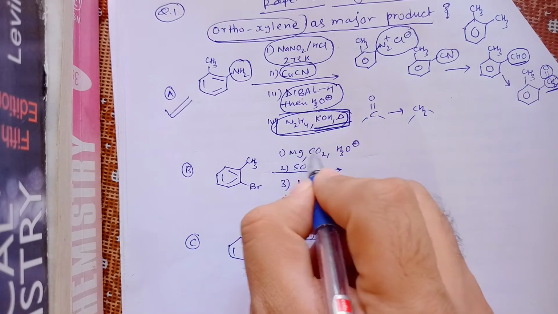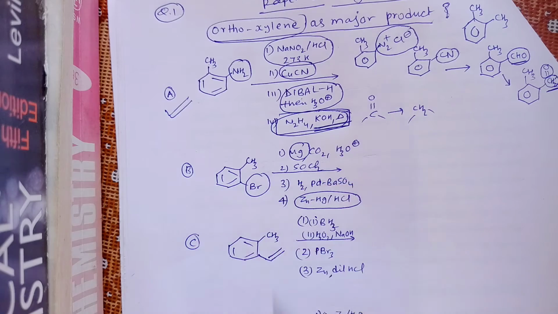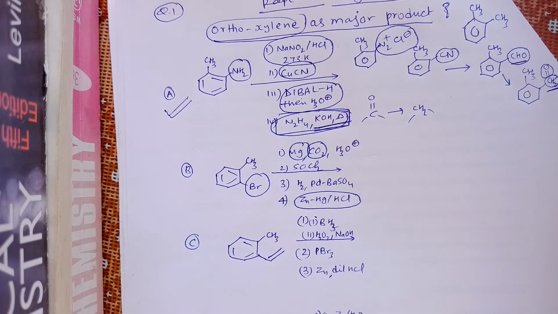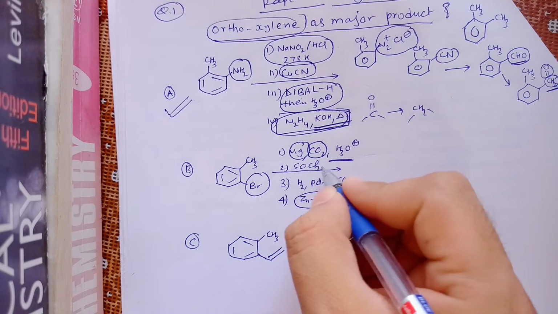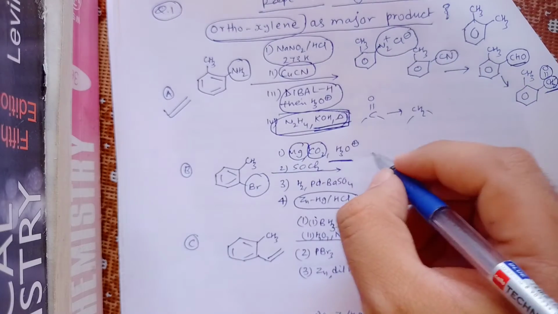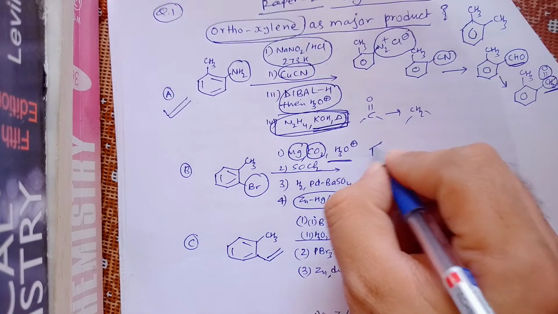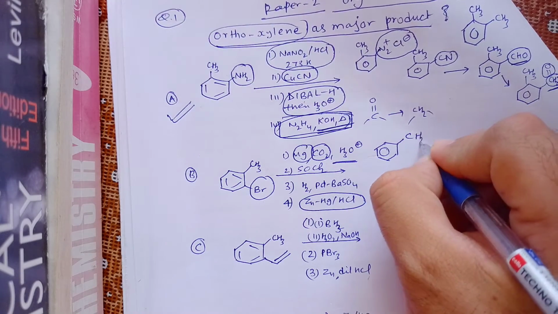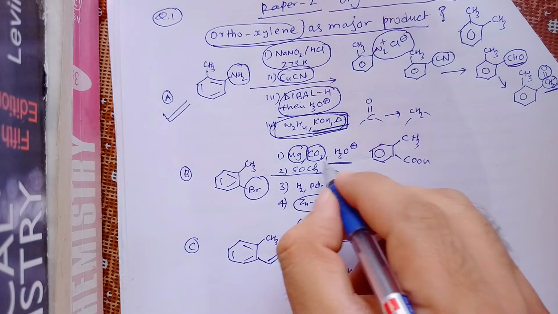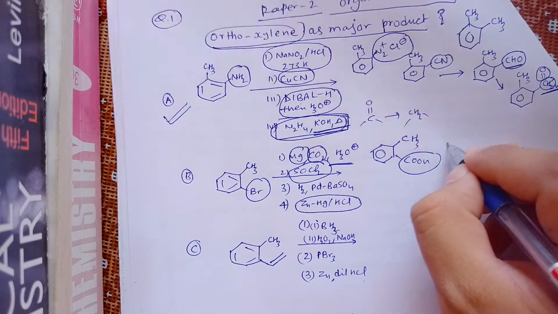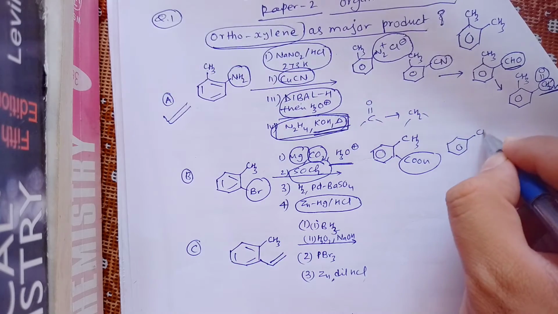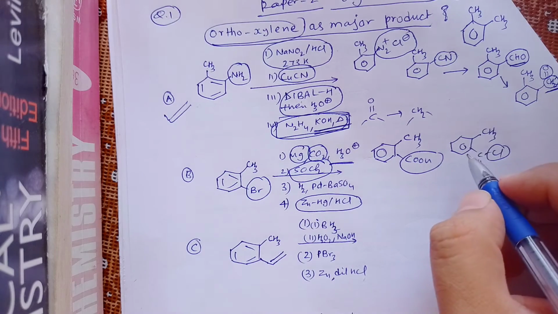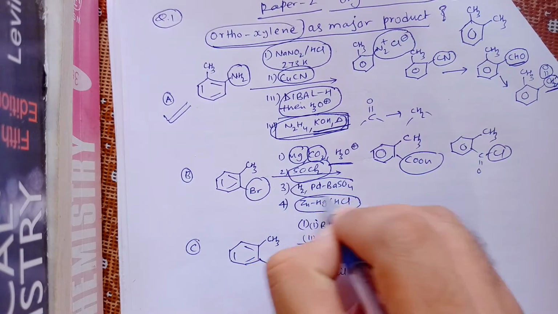Come to the second option, magnesium. Here is a halide, so you will get a Grignard reagent, then CO2. Grignard reagent with CO2 will give you a carboxylate anion, and then acidic workup will give you a carboxylic acid. So after the first step, what will you get? You will get CH3 and COOH. SOCl2 will convert this COOH group into C double bond O Cl, alkanoyl chloride.